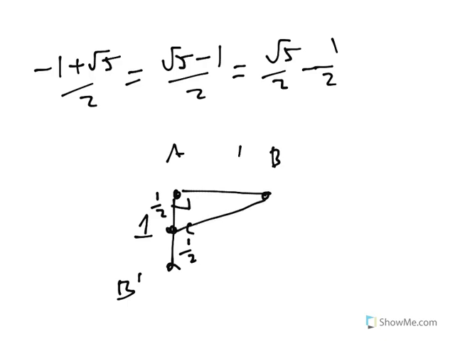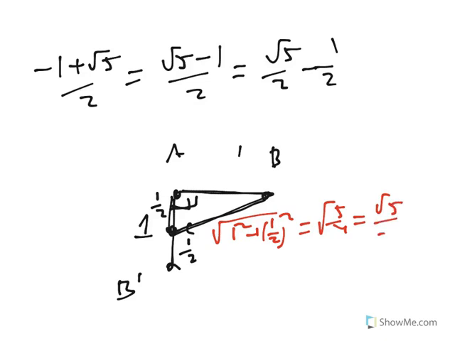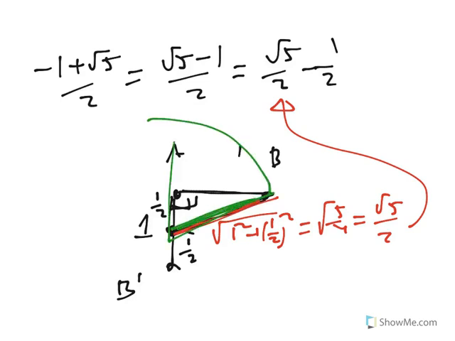If I then make the hypotenuse here, because this red right triangle, the hypotenuse is going to be the square root of 1 squared plus 1/2 squared, which is going to be square root of 5/4, which is square root of 5 over 2. Notice that is square root of 5 over 2. So that's this green length. If I then swing a circle around so that the radius is CB, this other green line will also be square root of 5 over 2.